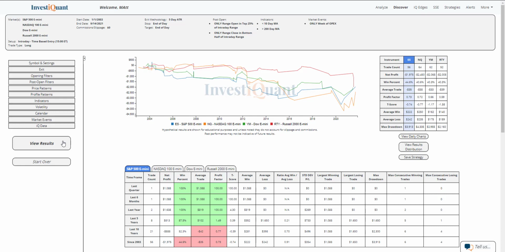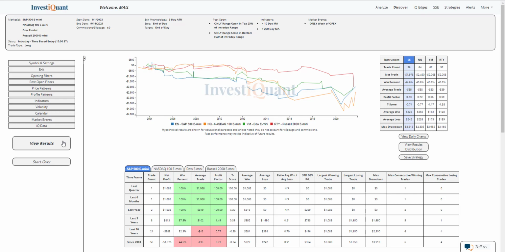So the S&P is the strongest of the group with 45% of those closing above that 3 p.m. price. For the other instruments, it is all right around 40%. So NASDAQ coming in at 41, Dow coming in at 40, Russell coming in at 40. And that win rate is referencing where's the price relative to the time of entry. So saying a 40% win rate means that 40% of those have closed above the 3 p.m. price.